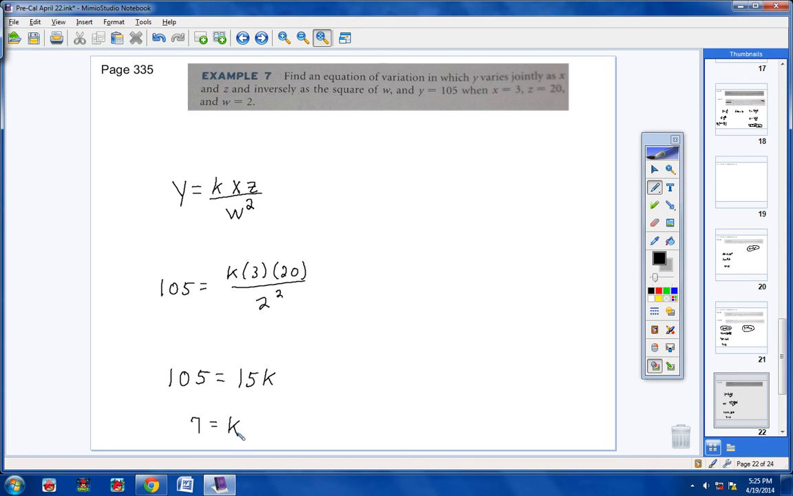7 equals k. Now we're not done. We have to write the equation. So where the k is, I'm going to put a 7 and I'll be finished. So your answer is y equals 7xz over w squared. Not too bad, guys.